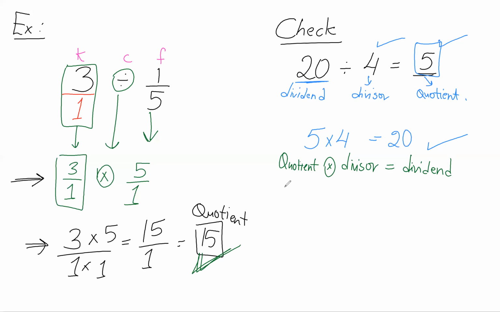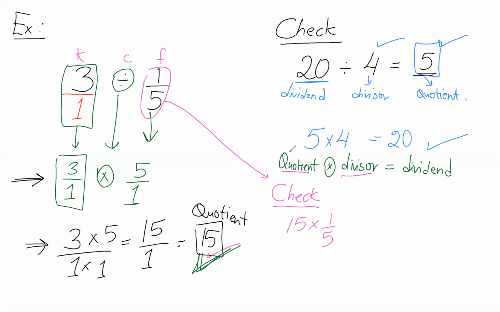Okay, so let's check for this question. I'll take the quotient, which was 15. I will multiply it with the divisor, which is what? Which is 1 over 5. So I'll multiply it with 1 over 5. And I need to follow the multiplication steps in order to get my answer to be similar to the dividend.